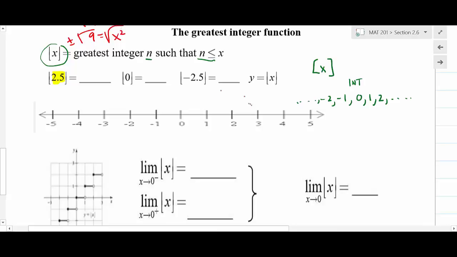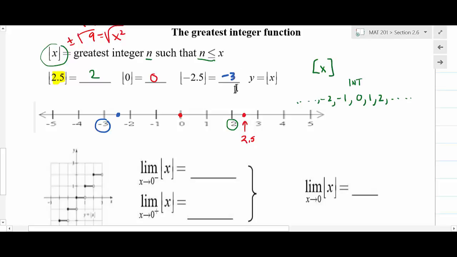So if you were to plot out 2.5, the greatest integer that's less than it is going to be 2. So the answer to that problem would be 2. Then you have the next one, 0. Well, that would be the integer that's less than or equal, and the key is equal, so that would be equal to 0. And if you went to negative 2.5, the nearest integer that's less than it is going to be negative 3. So that's all you're doing. You're just taking the closest integer to the left of it on the number line, and if it's equal, it's just equal to itself.